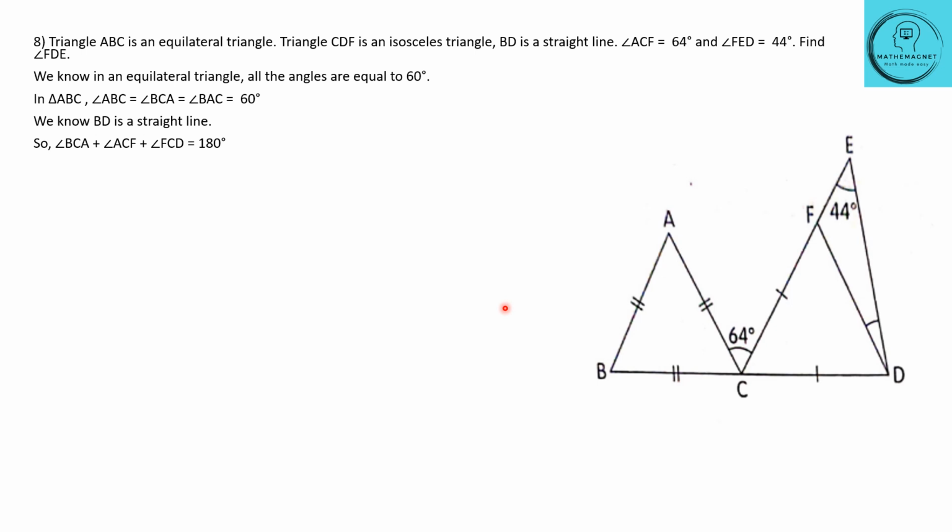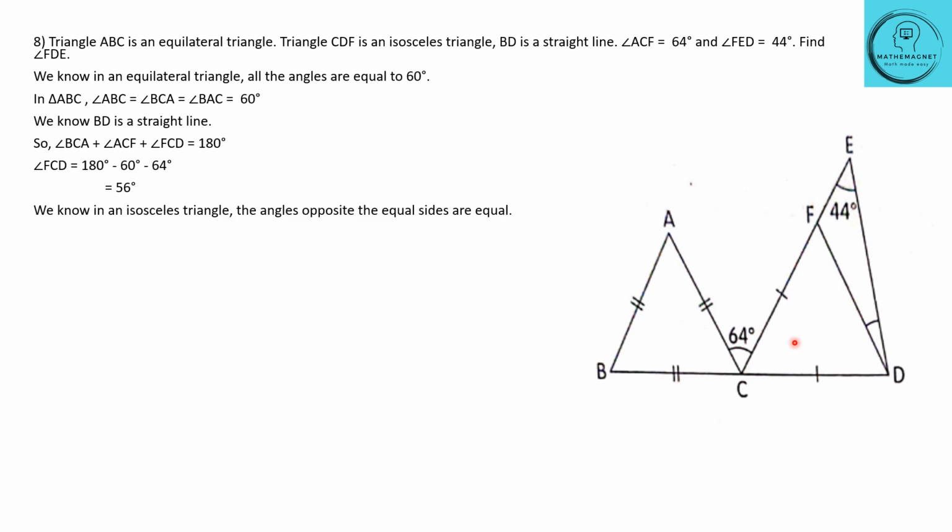Now, BCA plus ACF plus FCD will be equal to 180 degrees. Remember, at a point on a straight line, all angles add up to 180 degrees. Now this is 64, we know this is 60. So we need to find this angle first. That is 180 minus 60 minus 64 equal to 56 degrees. So now we have found angle FCD equal to 56 degrees.